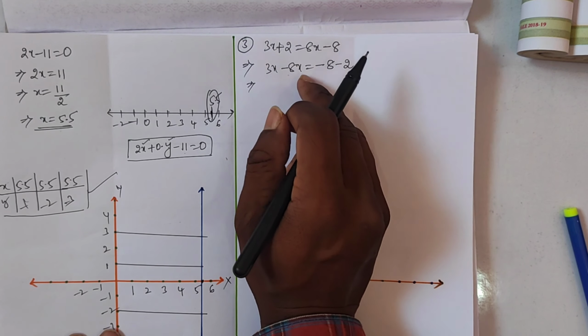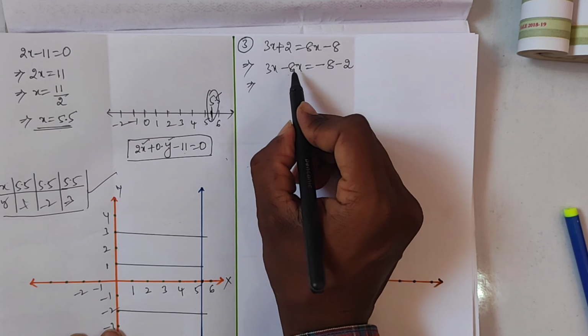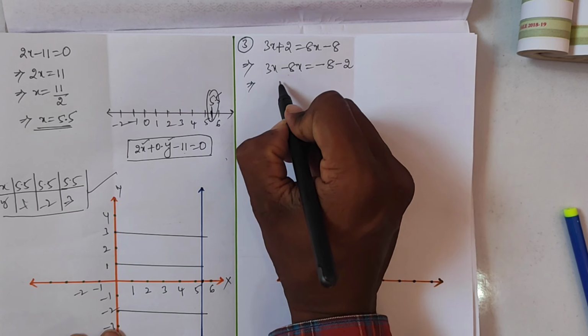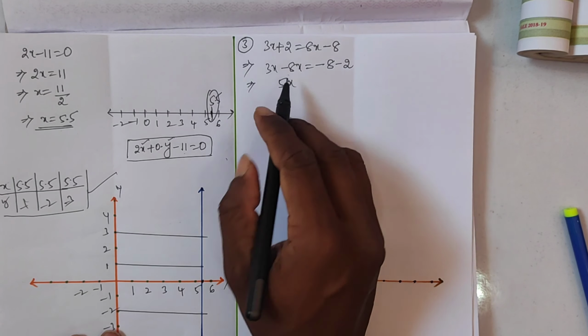Here, one is plus, one is minus. Alternate, so we have to do subtraction. 8 minus 3 is what? 5, and the variable is x.